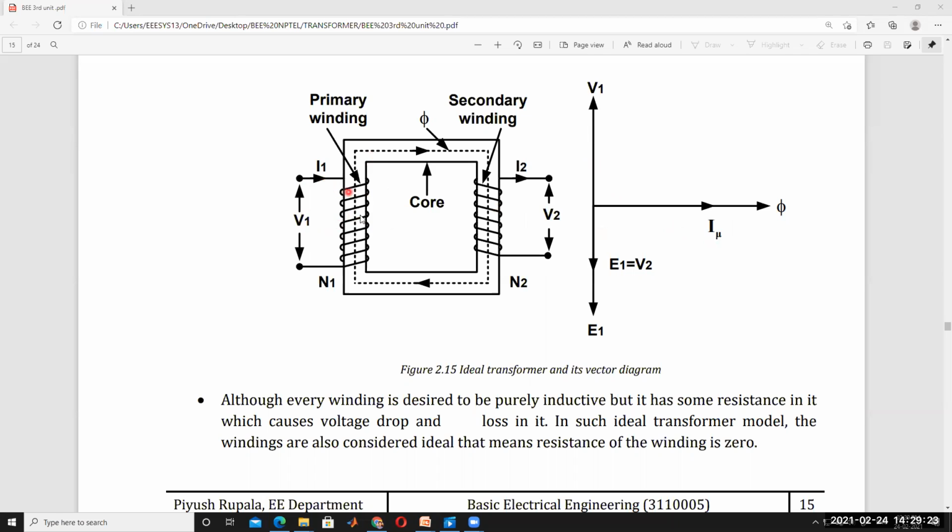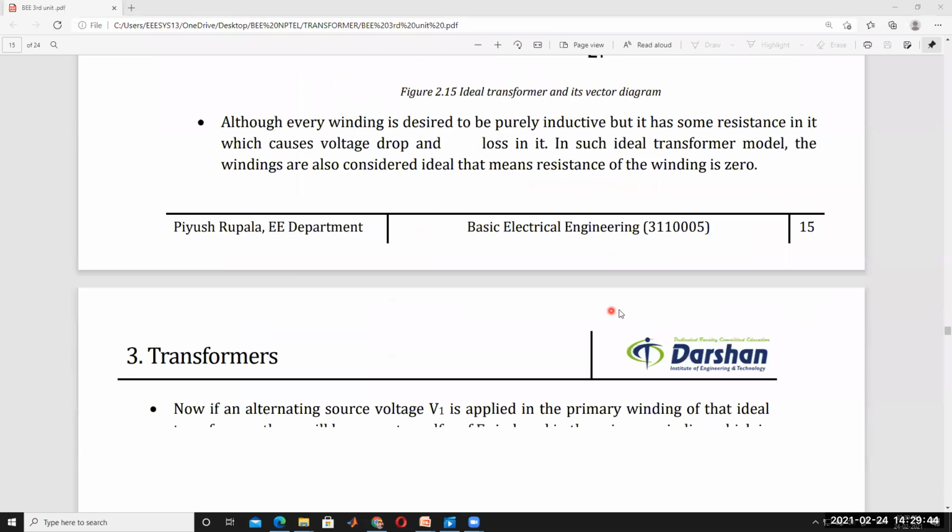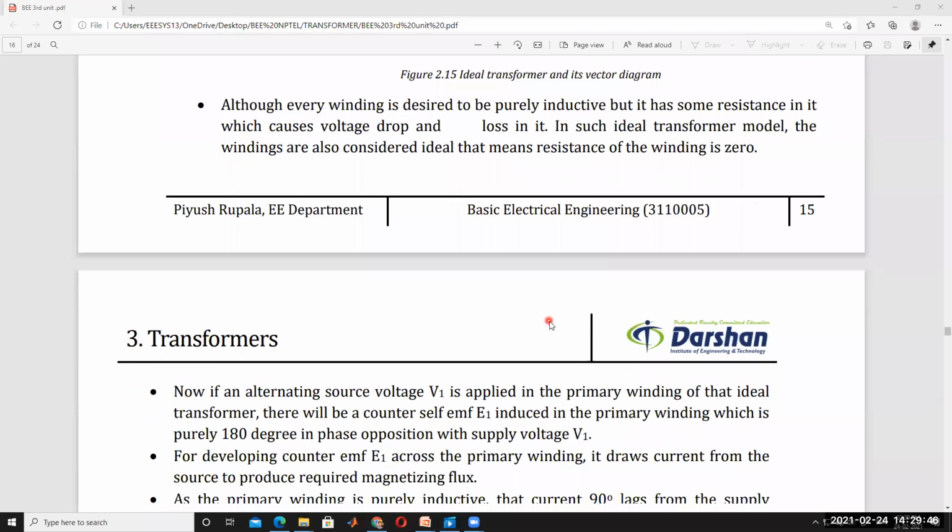And then, you know well, the transformer winding is purely inductive. That's why the current lags the supply voltage V1 by 90 degrees. So the flux phi and the magnetizing current I mu lag the supply voltage by 90 degrees. Understood? So this is the vector diagram under no load condition.